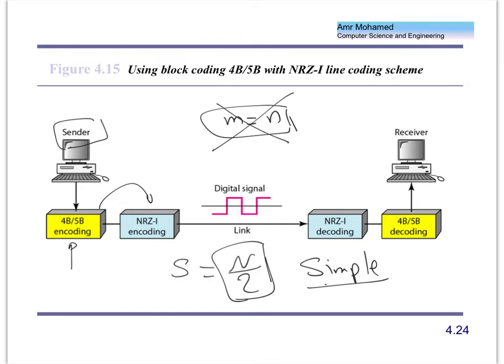However, we had the problem of consecutive ones and consecutive zeros, and this causes baseline wandering, DC component, and lack of self-synchronization. So by introducing the block coding, we can solve all these problems. We can have transitions between the ones and zeros before we apply the non-return to zero. In that case, of course, we can avoid all these problems.